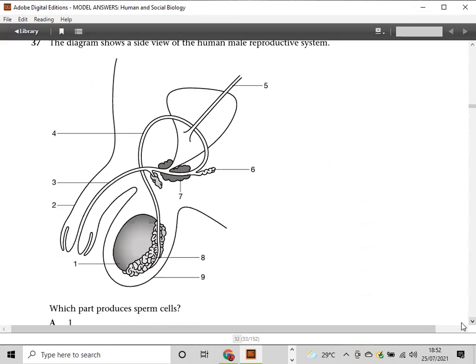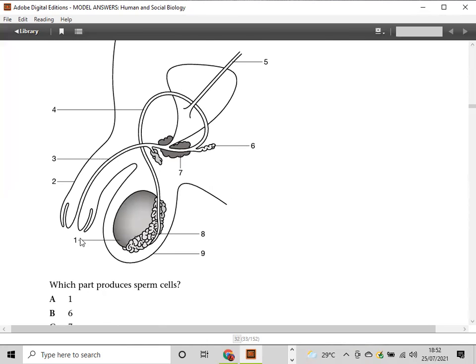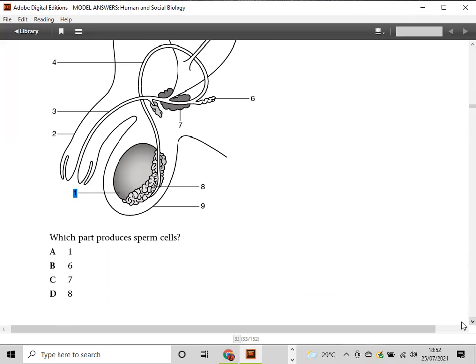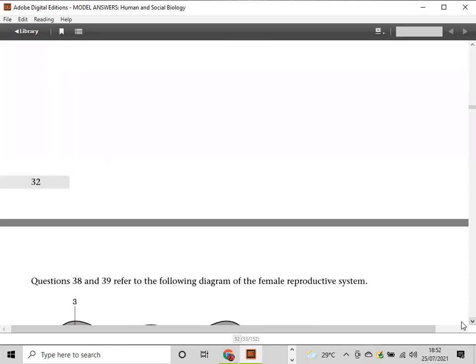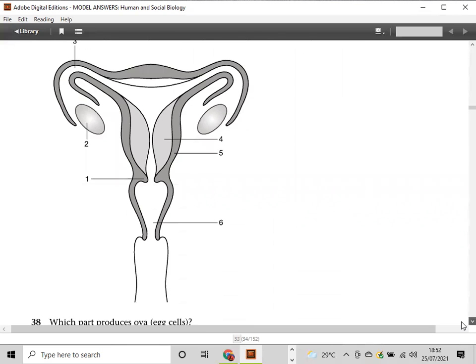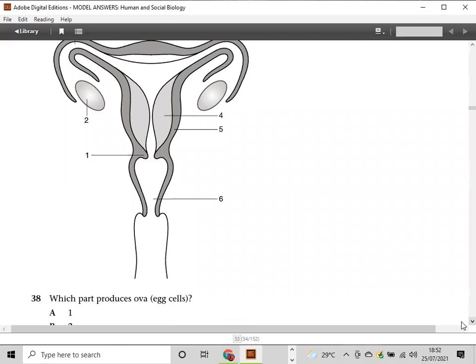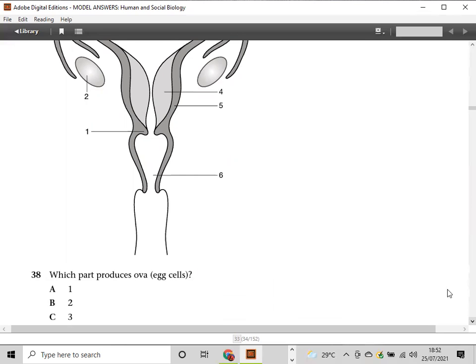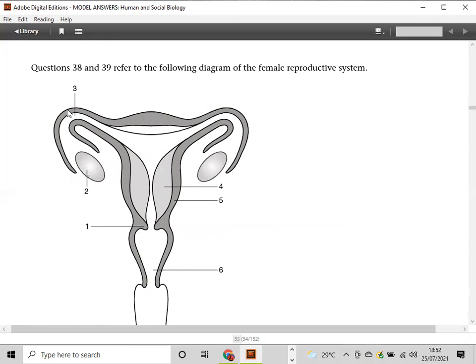And 37, which part produces the sperm? And that is 1, right here, so that is the sperm producer, ladies. All right, let's go. 38 and 39 refer to the female reproductive system. Which part produces the ova or the egg cells? And that would be at point 43. That's up there. Move up there so you guys can see right here.